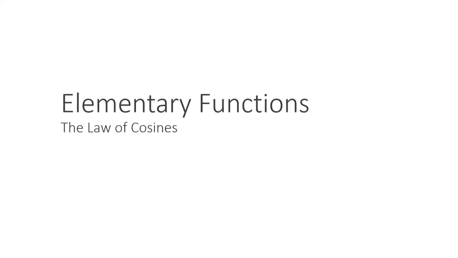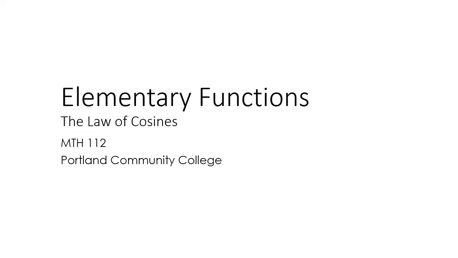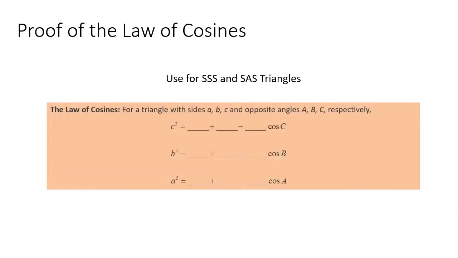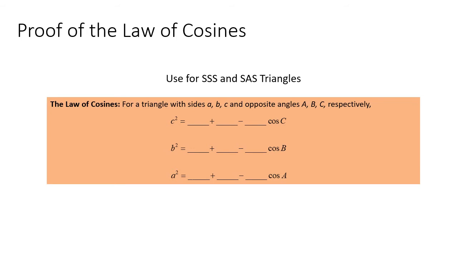All right, this video is going to cover the law of cosines. So the law of cosines works for these two types of triangles, side, side, side, and side, angle, side. What the law of cosines is, is this craziness.